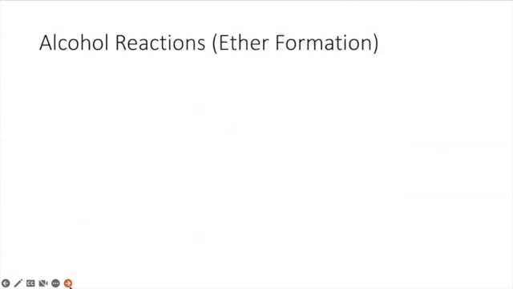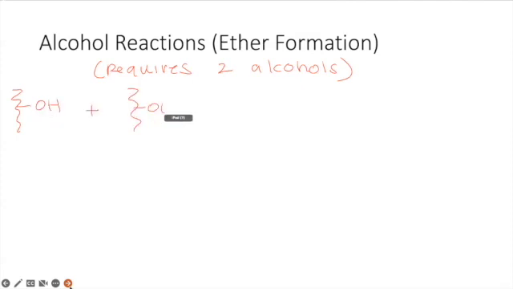So one more reaction that we can do with alcohols is an ether formation. So an ether was a functional group that we had learned in the first video. It's when an oxygen is sandwiched by 2 carbons. And so for this reaction, we require 2 alcohol groups. So let's say we had something with an OH group here, another molecule with an OH group.